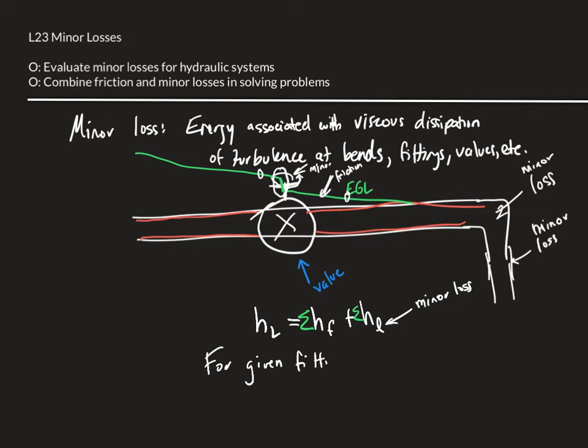For a fitting, bend, or whatever, called i, the head loss is pretty easy actually. It's K sub i times V squared over 2g. So basically, to get this, you just need to know this K, assuming you know what the velocity is. It will depend on what type of problem it is, type 1, type 2, type 3, but this is really how you get this.